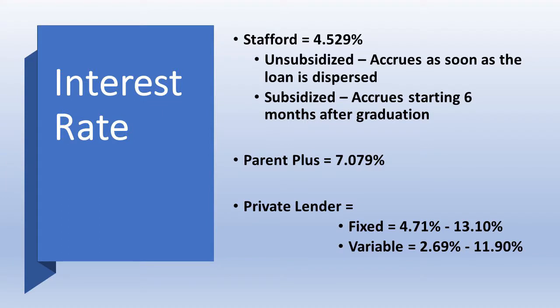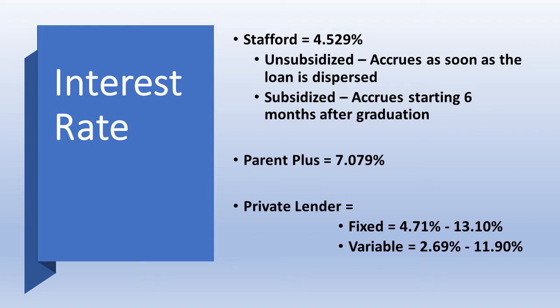And you're going to need to know the interest rate. These are the interest rates for the Stafford loan for 2020-21. Of course, for subsidized, that interest isn't going to start accruing until 6 months after the student graduates. And then for the unsubsidized, it's going to start accruing right away. For a Parent Plus, it is a little bit more, actually a lot more again. And for private lender loans, they're going to vary a lot because they're based on credit.